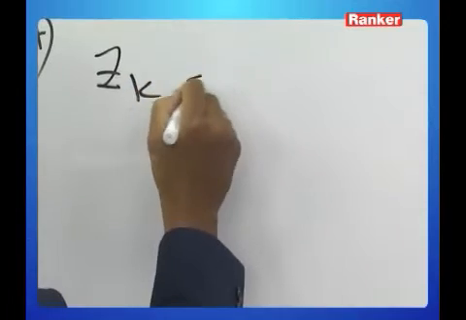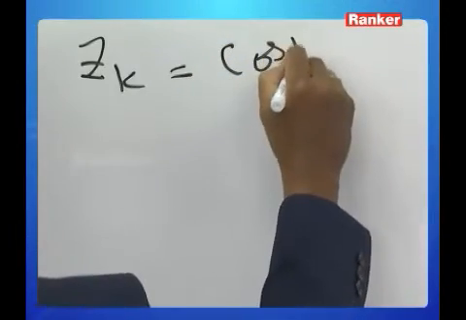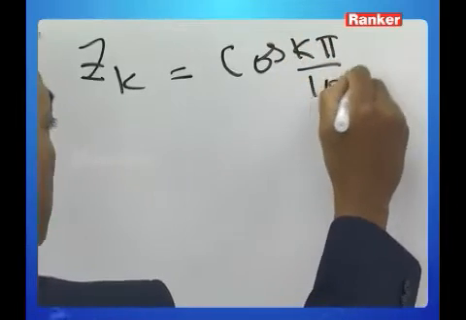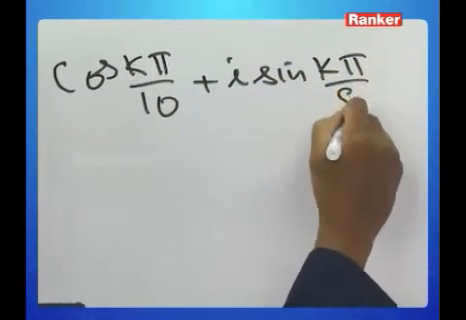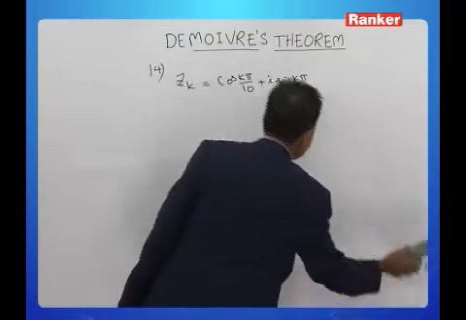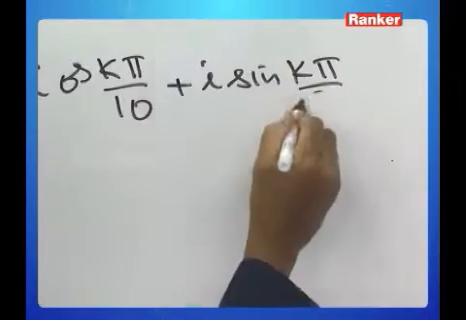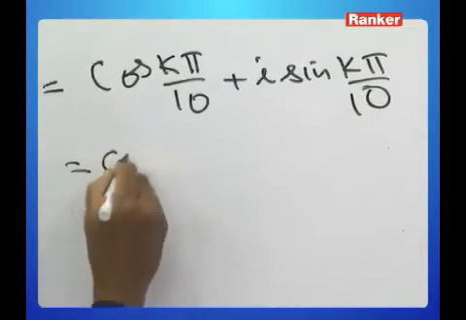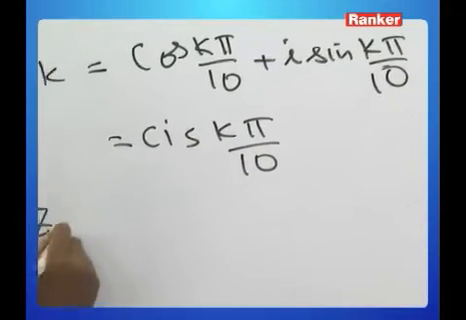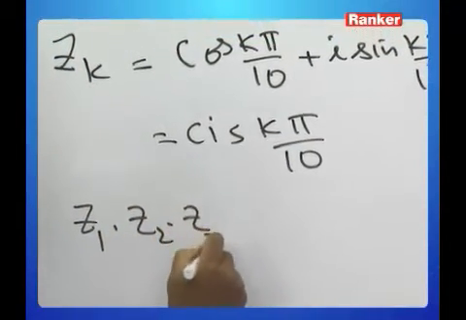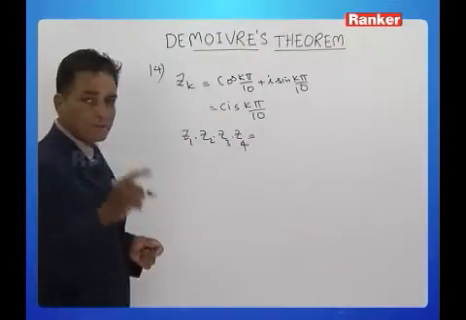zk is cos k pi by 10 plus I sin k pi by 10. Now, if you write it in cis form, cos theta plus I sin theta is cis theta. So, this is cis k pi by 10. Now, we want z1 into z2 into z3 into z4, right. So, put k is equal to 1, 2, 3, 4.